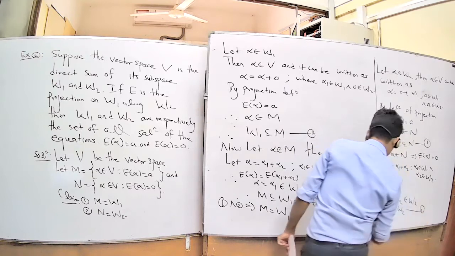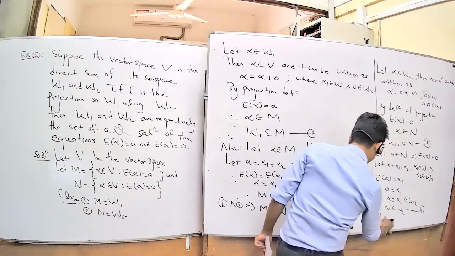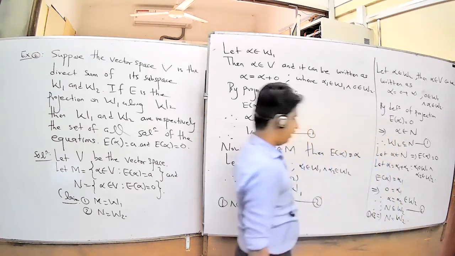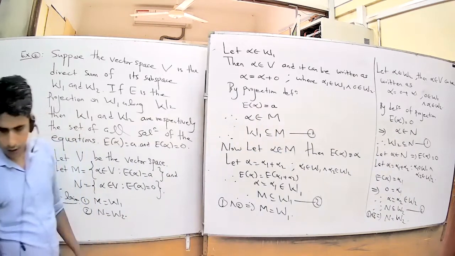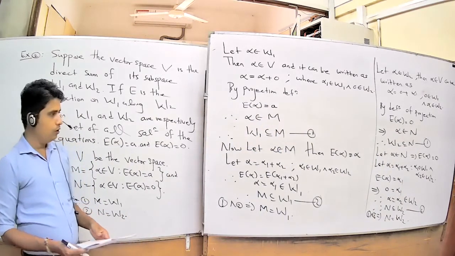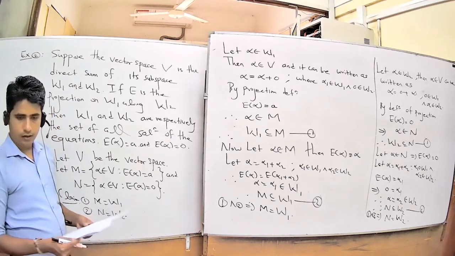Second one, right, 1 and 2 implies N equals W2. N equals W2. Is it okay? These are the things to do these questions. Okay.